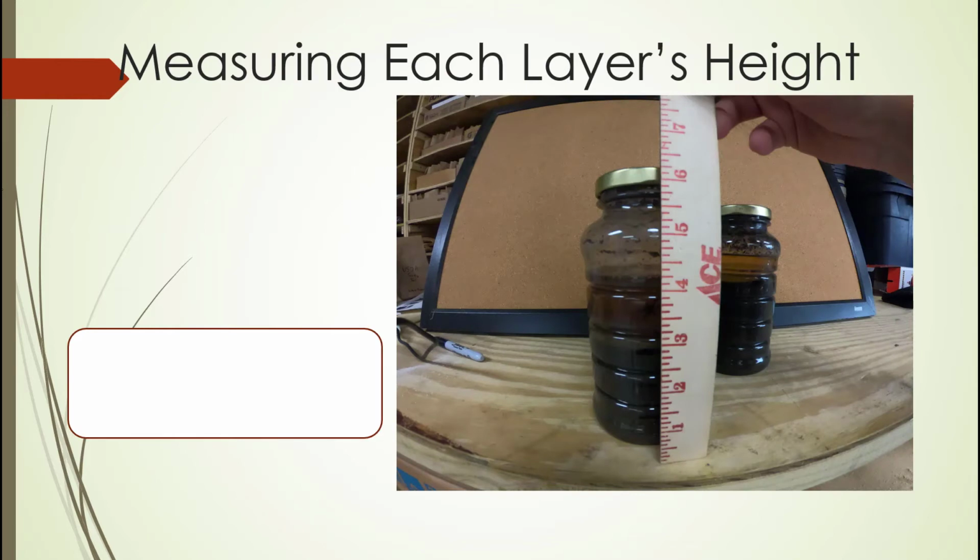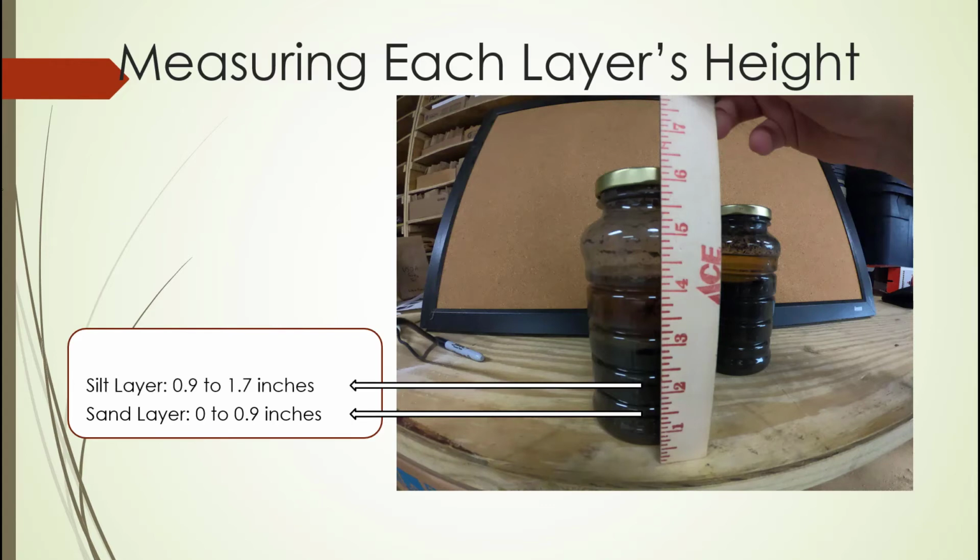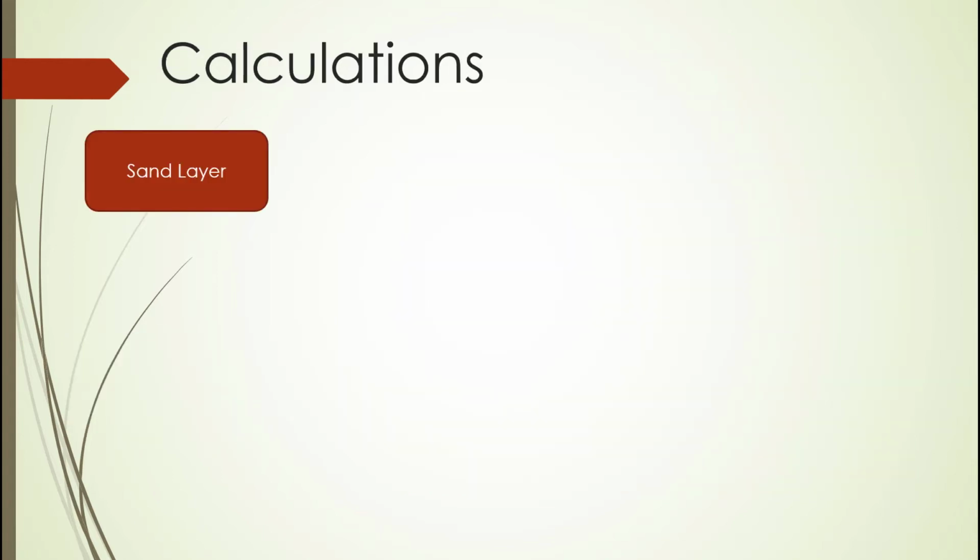After you have the total height, you need to measure the distances between the lines to figure out the depth of each layer. For this soil, the sand layer is from the bottom of the jar up to 0.9 inches. The silt layer then stretches from 0.9 to 1.7 inches. And lastly, the clay layer stretches from 1.7 up to our top of 3 inches. With the heights of each particle layer now measured, it's time to do some quick calculations.